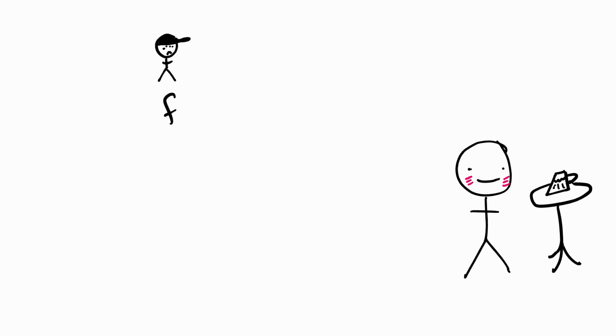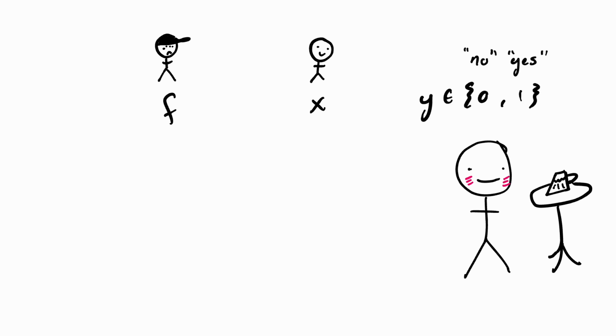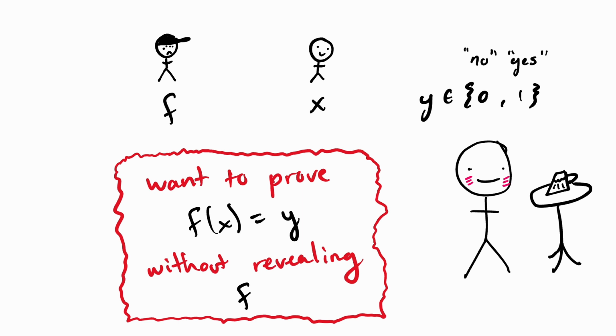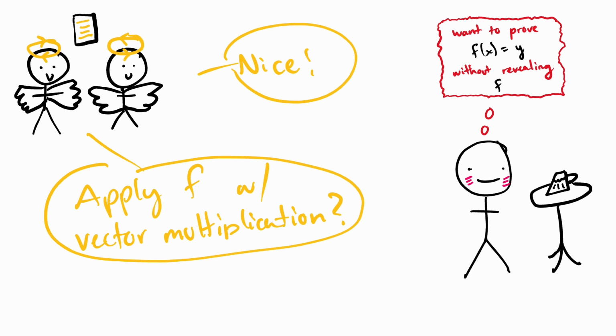Okay. The roller coaster guy has a function f, which is like the height requirements function. The function is supposed to take in my measurements x, and the output should be telling me whether or not I get into the ride. So we'll say that the output is some y, which is 0 or 1. The problem is I need the roller coaster guy to prove that f of x is equal to y without showing what f is. Yeah, how about applying f to x with a vector multiplication?